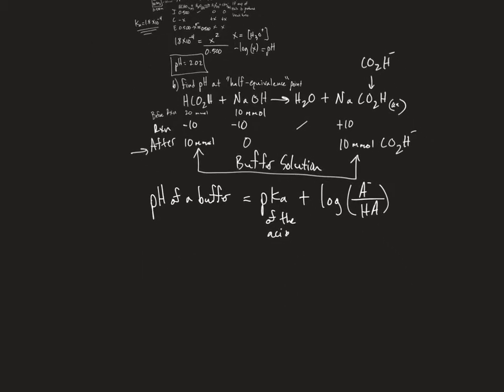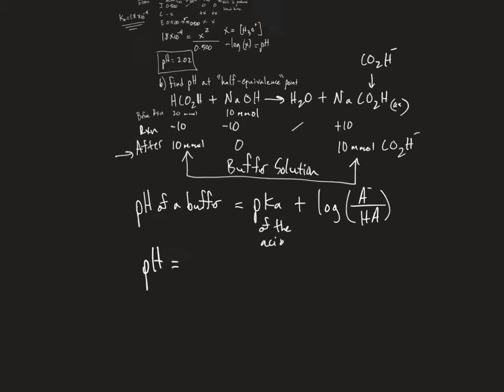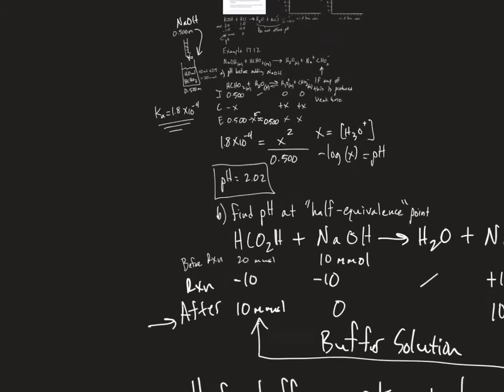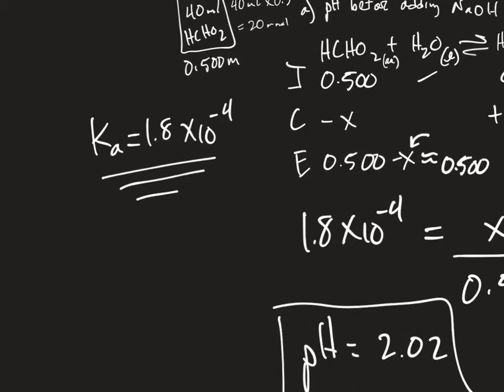So let's see what we have. The pH is going to be equivalent to the pKa of formic acid. What's the pKa? We have the Ka, it's up here. The pKa equals the negative log of the Ka, which is that, and that is going to be 3.74.